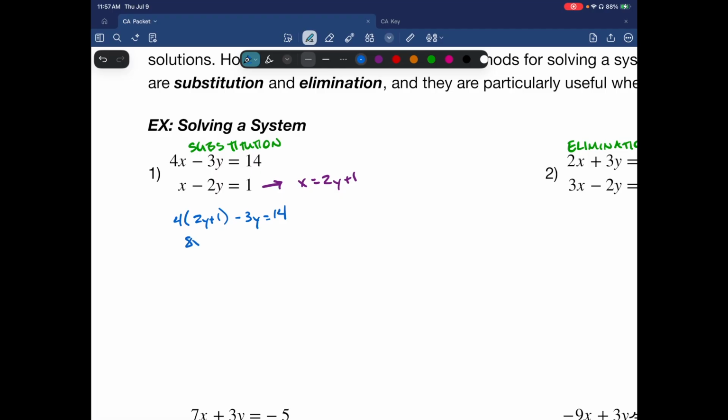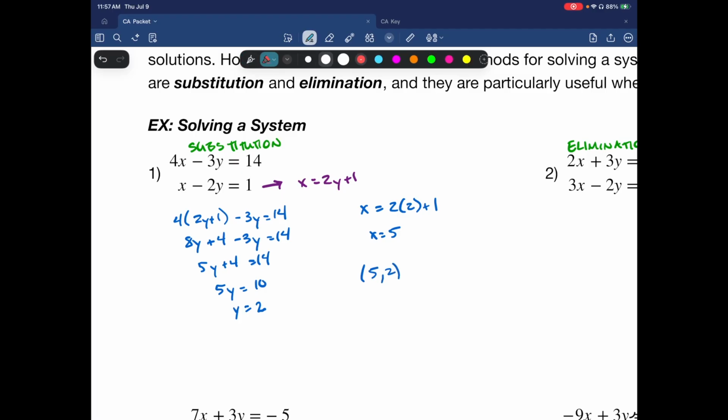So this would be 8y plus 4 minus 3y equals 14. That's going to be 5y plus 4 equals 14. 5y equals 10, y equals 2. Now that I know y is 2, I'll plug it into this x here. So x equals 2 times 2 plus 1, so x equals 5. I write my answer as an ordered pair, (5, 2). So these two equations will intersect at that point, (5, 2).